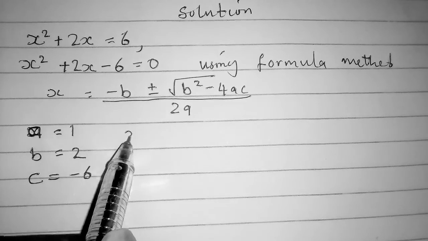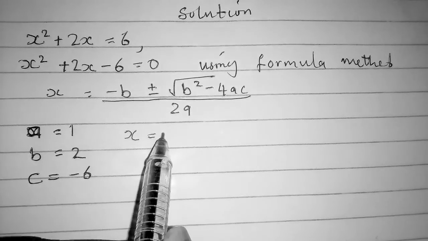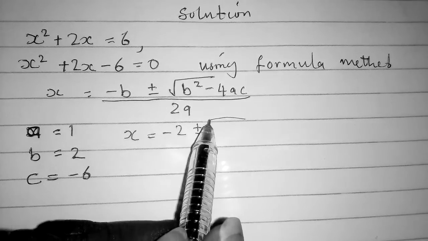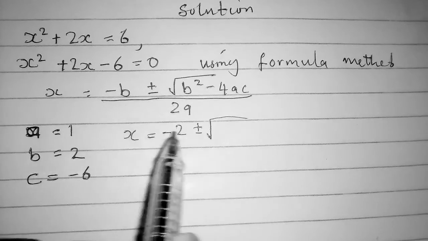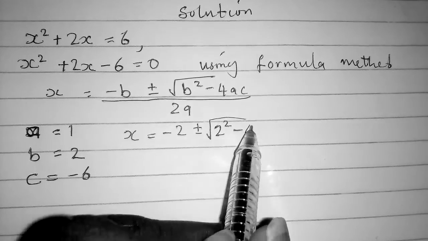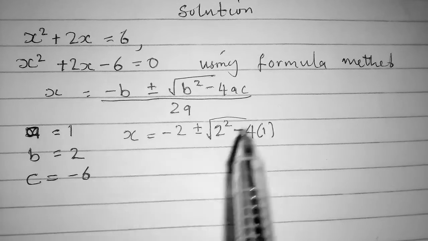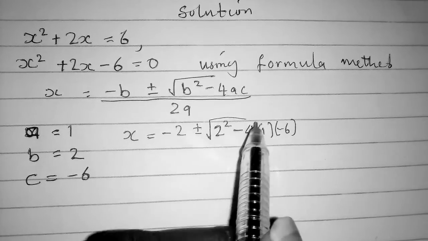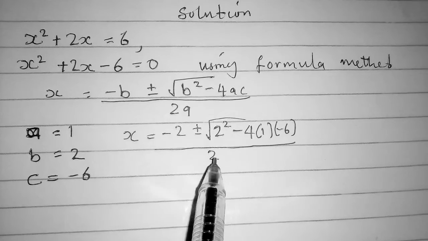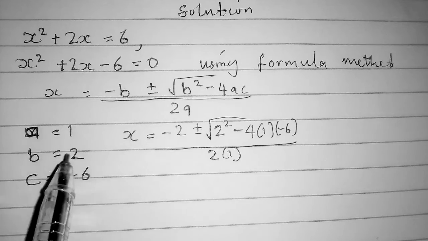Now, x is equals to, now what is the value of b here? Now, b is 2. So, write down this, minus 2 plus or minus the square root of b squared, which is 2 squared, minus 4. The value of a is 1. The value of c is minus 6, divided by 2a. Now a is what? 1.